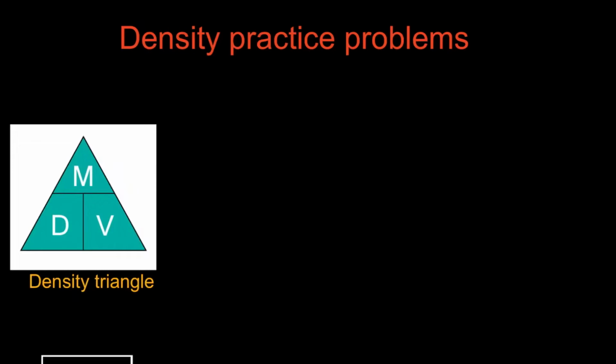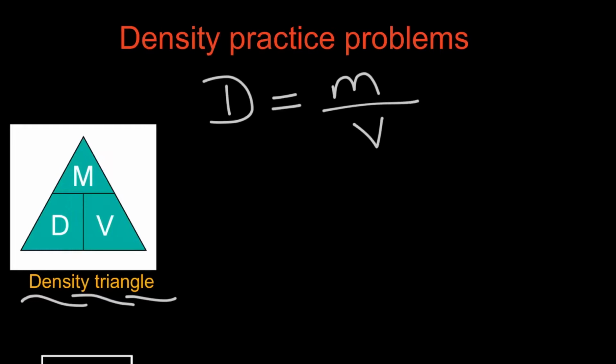to practice on solving different density problems using the density triangle here. So the density triangle just puts the formula together in a triangle. The formula is D equals M over V, where M is the mass, V is the volume, and D is the density, which is then represented in a triangle. I'm going to show you a trick now on how you can use the triangle to tackle different problems.